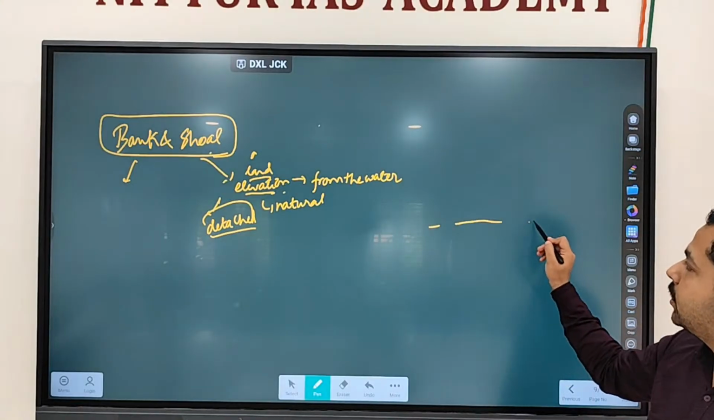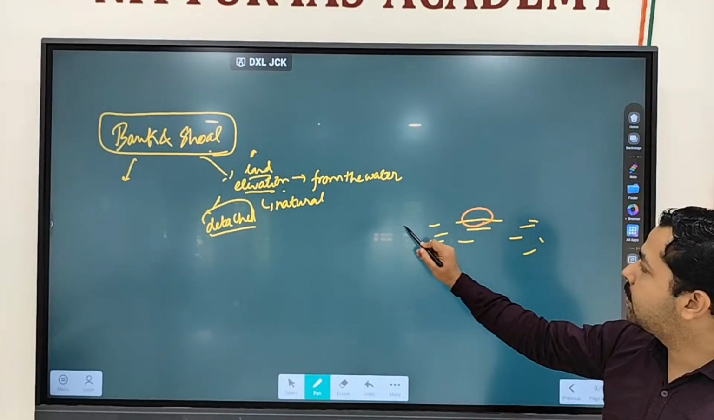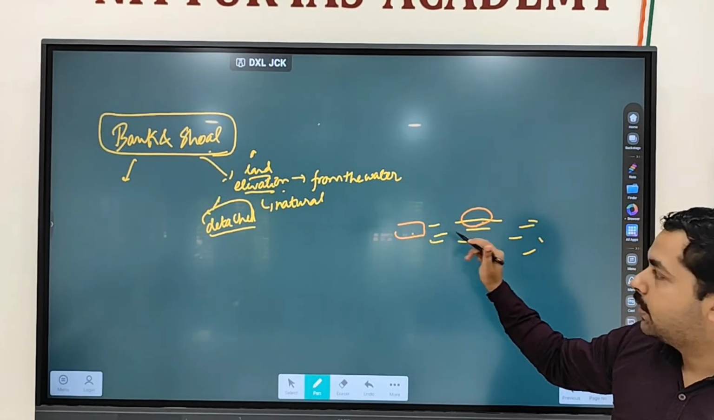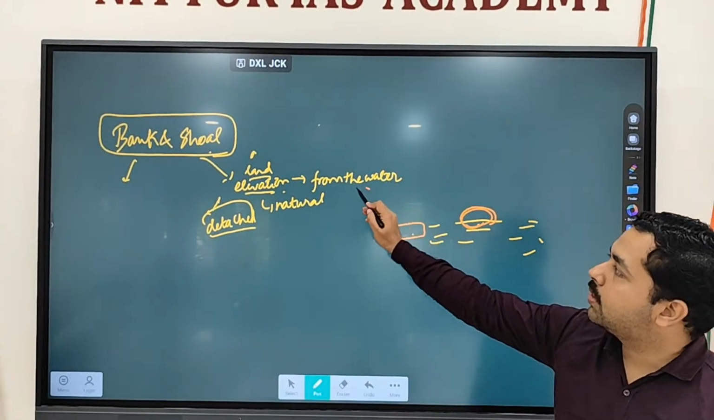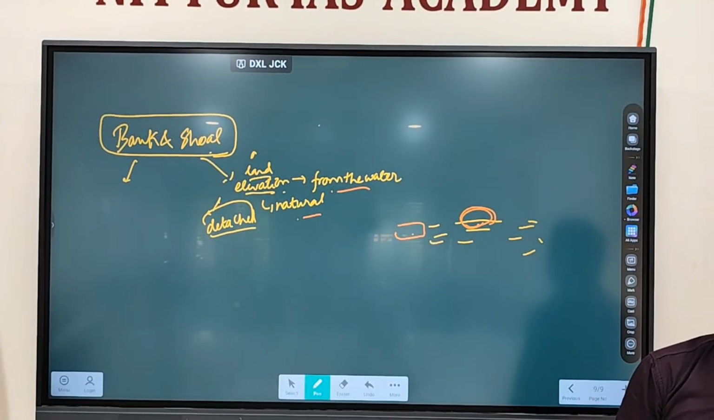Let's say this is water. From this, a detached land is coming. Let's say this is a land, and this part is detached from this particular part. So this detached land is called a shoal. A shoal is created due to a natural process.